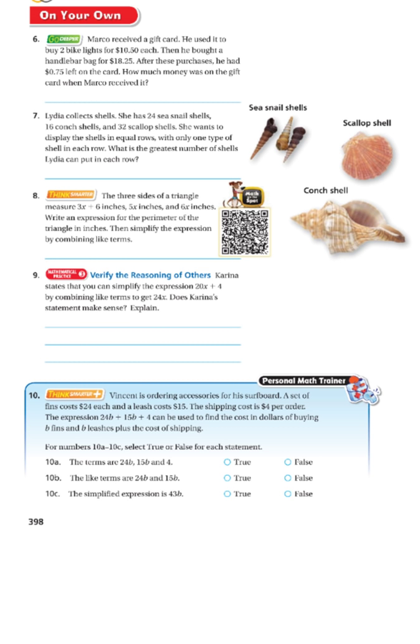Number 8. The 3 sides of a triangle measure 3x plus 6 inches, 5x inches, and 6x inches. Write an expression for the perimeter of the triangle in inches. Then simplify the expression by combining the terms. Number 9. Verify the reasoning of others. Karina states that you can simplify the expression 20x plus 4 by combining the terms to get 24x. Does Karina's statement make sense? Explain.